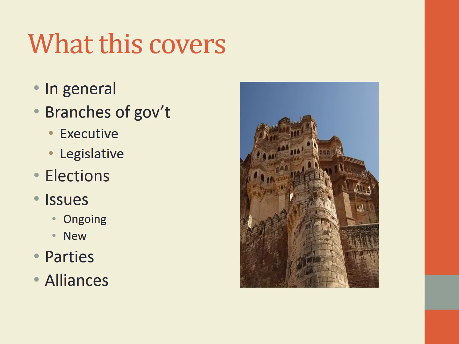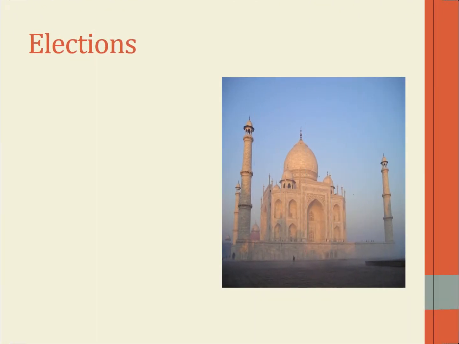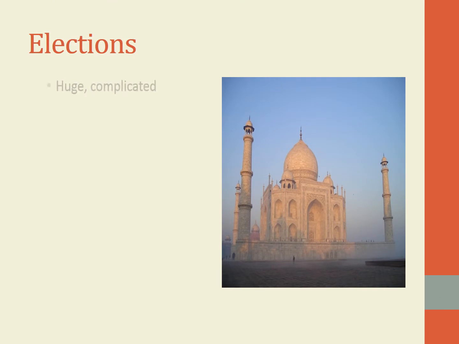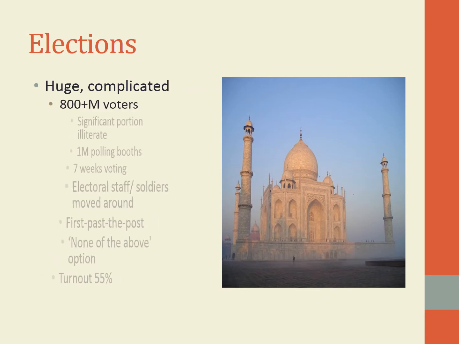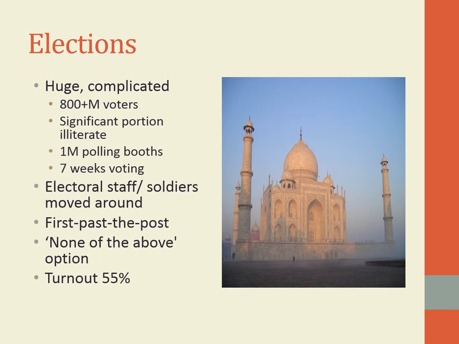Next, we will look at elections. Elections, as I've mentioned, are huge, complicated affairs in India. There are over 800 million voters, and a significant proportion of these are not literate. There are over 1 million polling booths, 7 weeks of voting. The electoral staff and the soldiers preserving their safety move around the country. It is a first-past-the-post system. There is now a none-of-the-above option on the ballot, and turnout is low at 55%.